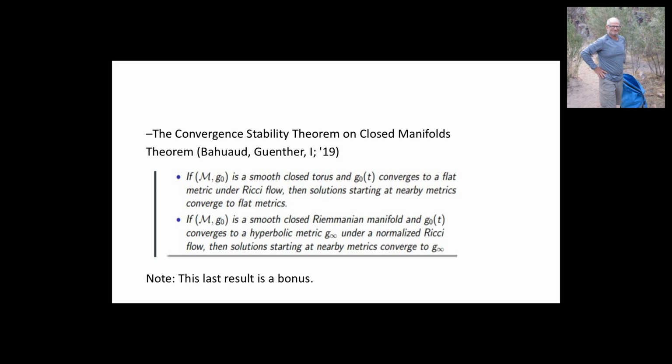We have another result, which I'll just say briefly: if we look at a smooth closed background metric, and if we know that the Ricci Flow converges to a hyperbolic metric on a compact manifold, then under normalized Ricci Flow, the solutions starting at nearby metrics also converge to G infinity. Again, in this case, we're working on a compact manifold. The result statement involves background metrics not on a compact manifold.